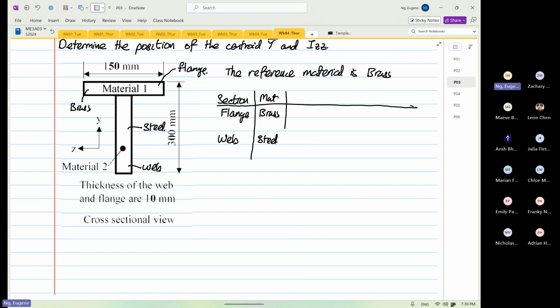Next we will have to determine the n. So E of brass over E of brass is straightforward, this is equal to 1. For steel, you have 200 over 104, right? So that's your n. And then the next line we're going to write is n multiplied by width and then depth. The axis we want to find is ZZ.